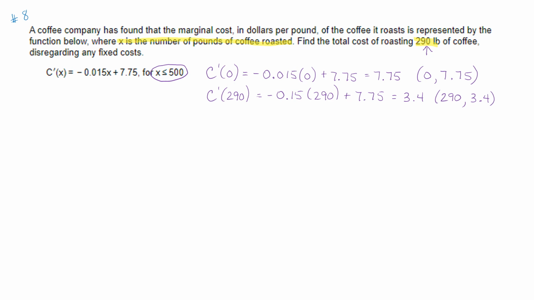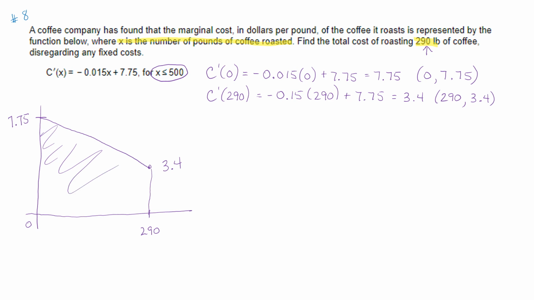So this time our Y values are positive, and this is 0. So when X is 0, we have Y up here at 7.75. And then if we come over on the X and we get to 290, we'll go up on the Y to 3.4. So again, pretty good line there. If I'm trying to connect the dots, again, I have a trapezoid, which is the area that I'm trying to find.